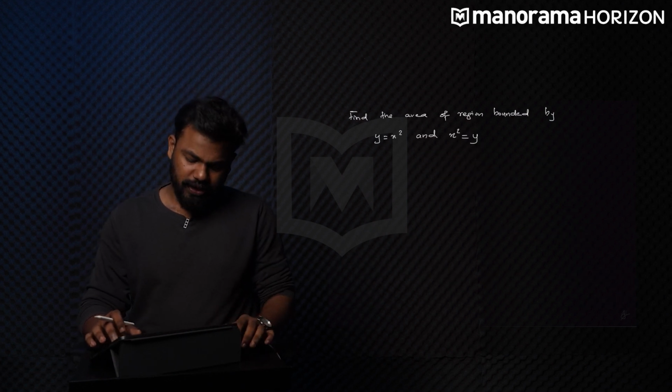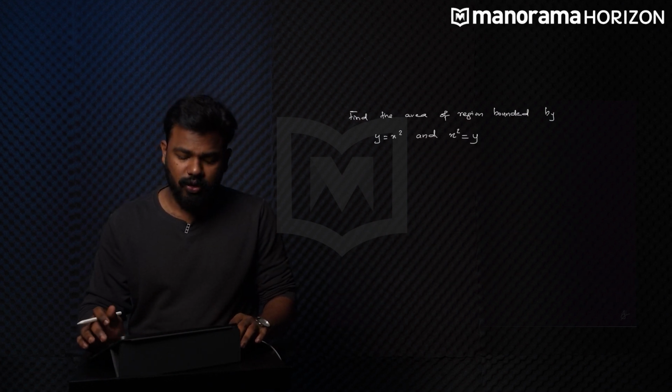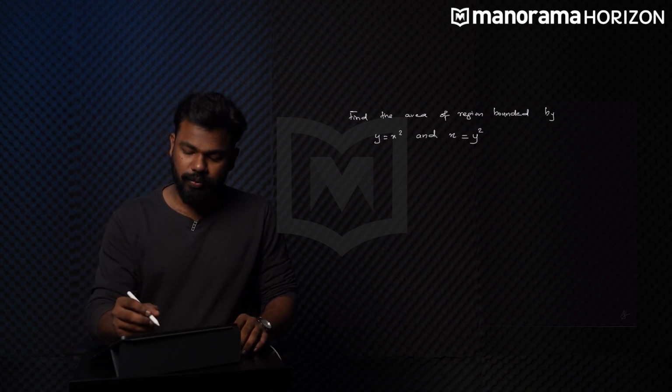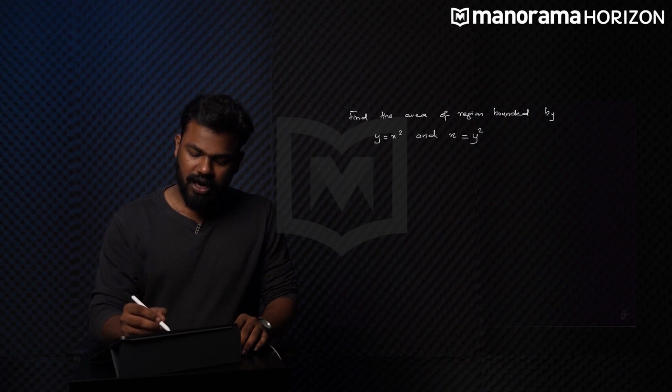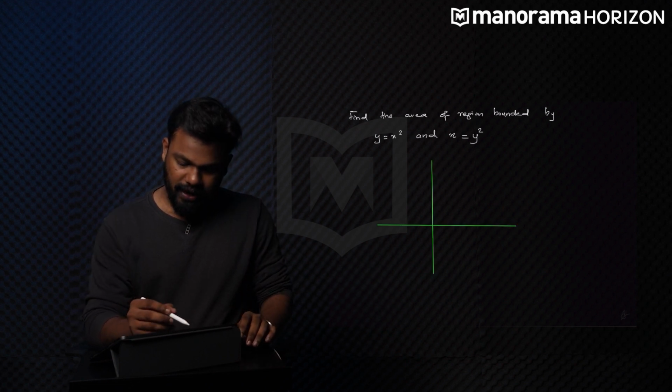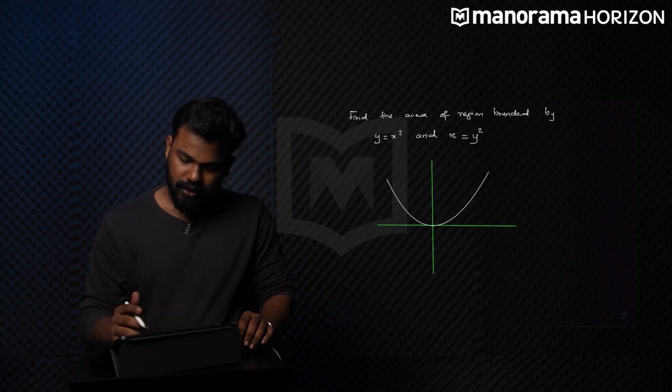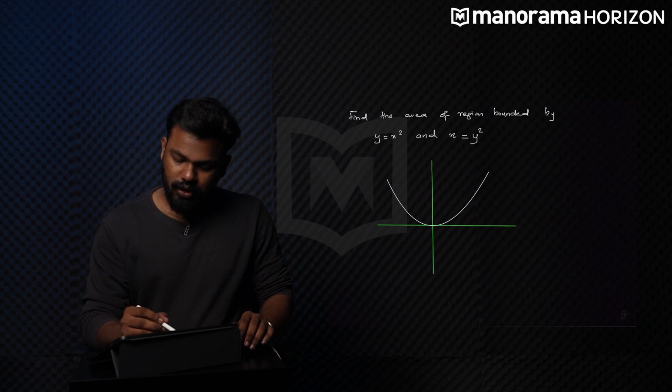So the first question over here is to find the area of the region bounded by the curves y is equal to x square and x is equal to y square. So you have two parabolas, right? So let's draw the graph of this one. So we have y is equal to x square, which will be a graph like this, which is touching the origin. And there is another one which is x is equal to y square.